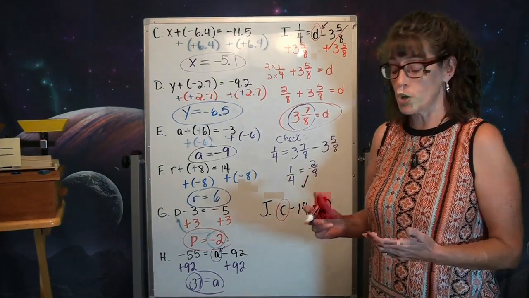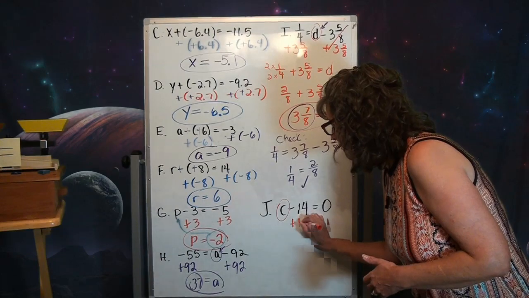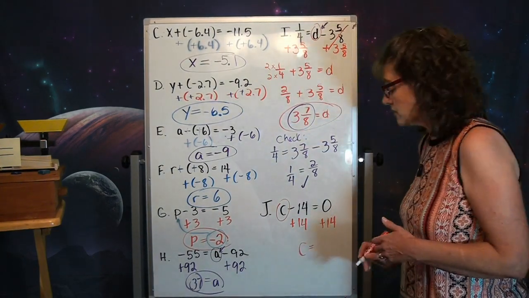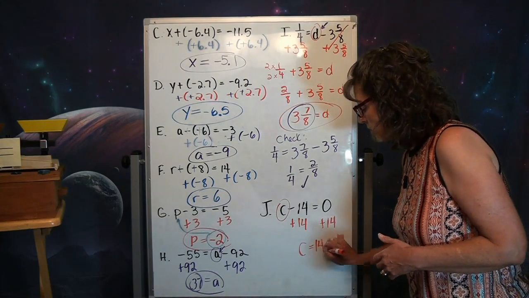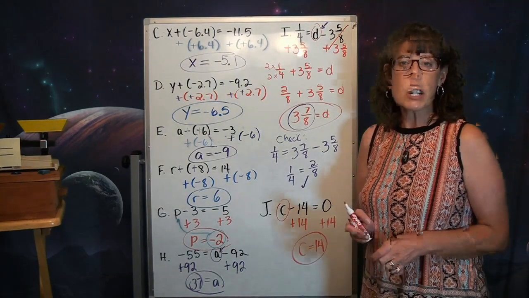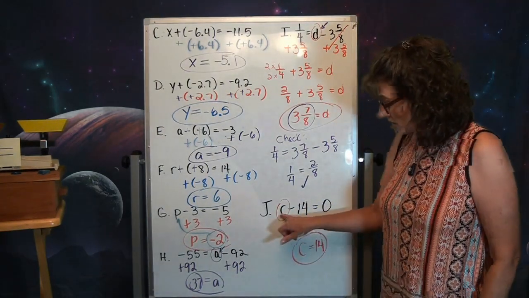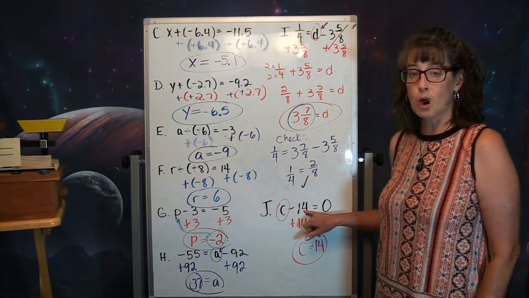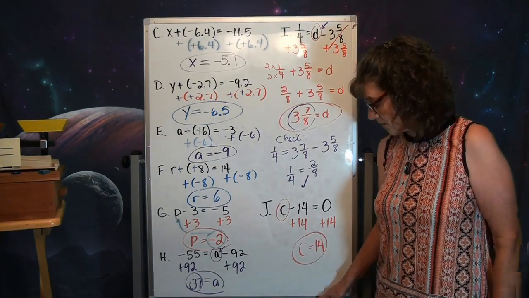The opposite of subtracting 14 is going to be to add 14. I'm going to do that to both sides to keep my pan balance balanced, and 0 plus 14 is 14. And just like before, we can check this one as well. Put that 14 right here where that C is. 14 minus 14, what is it? It's 0, which is exactly what we have over here.